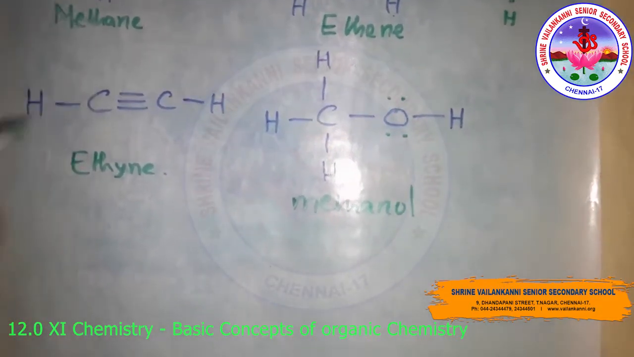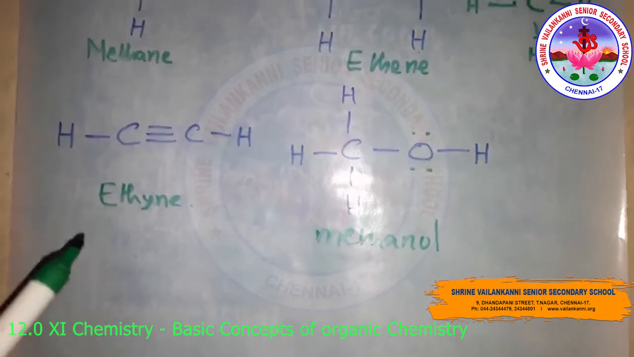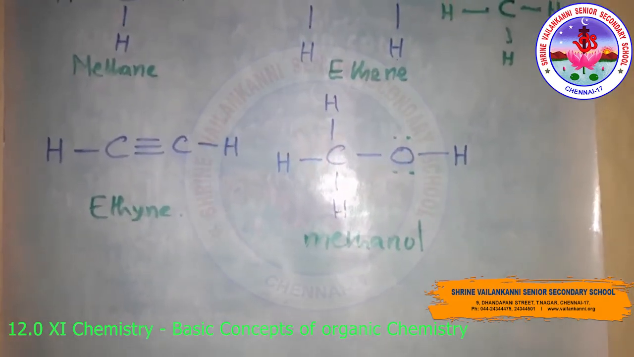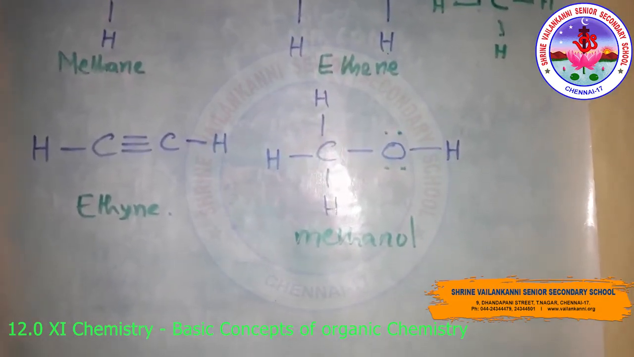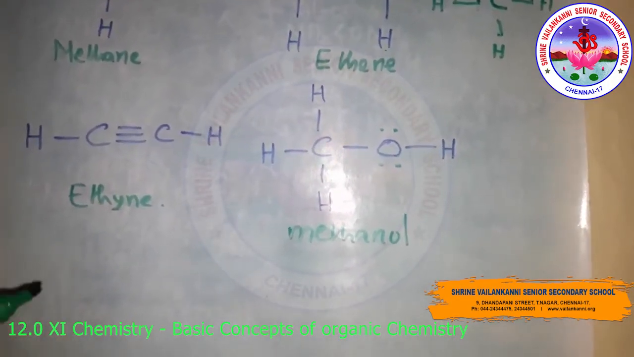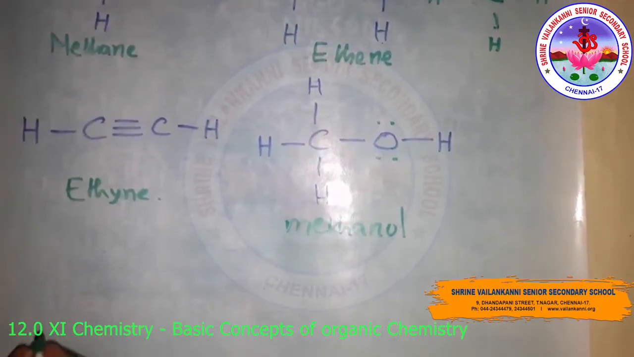Then, the structural formulas can be further abbreviated by omitting some or all of the dashes representing covalent bonds and indicating the number of identical groups attached to an atom by a subscript. The resulting expression of the compound is called the condensed structural formula. This condensed structural formula, for ethane, methane, you can write like this.